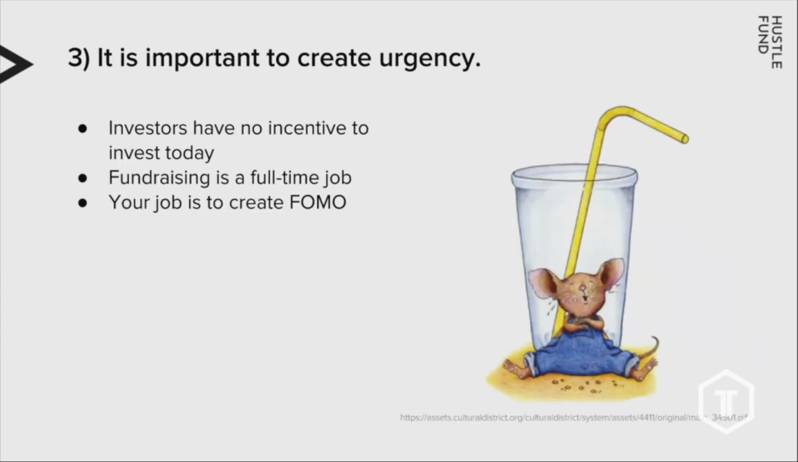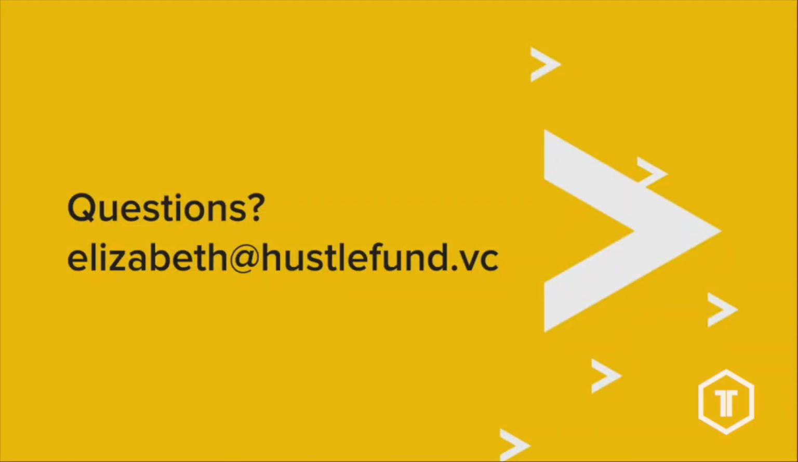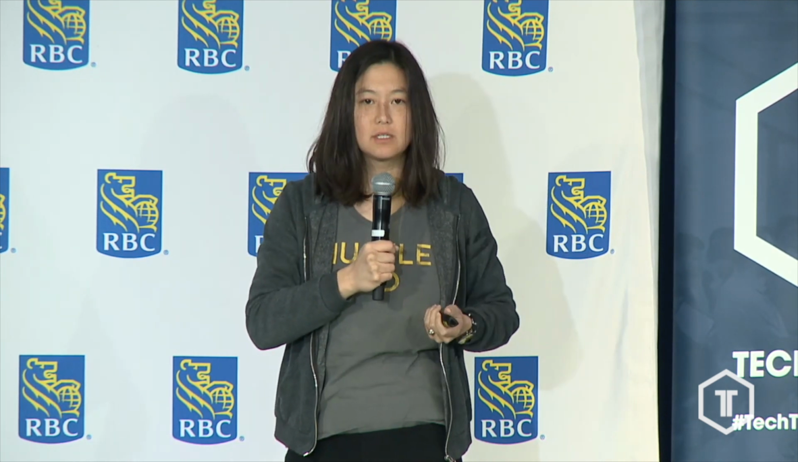The last bit that Simon alluded to is you really want to create urgency. Fundraising is a full-time job, and you want to pack your calendar with meetings. Make a list of 50 investors, network like crazy, try to get introductions, even cold email them. Pack in your meetings, and then you can create FOMO by saying, hey, I am talking with 10 other investors this week. If they ask you when your round's going to close, I don't know when it's going to close, but I am doing a lot of investor meetings.